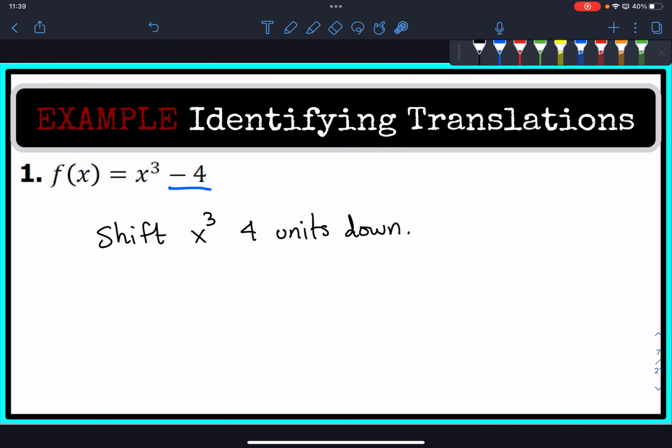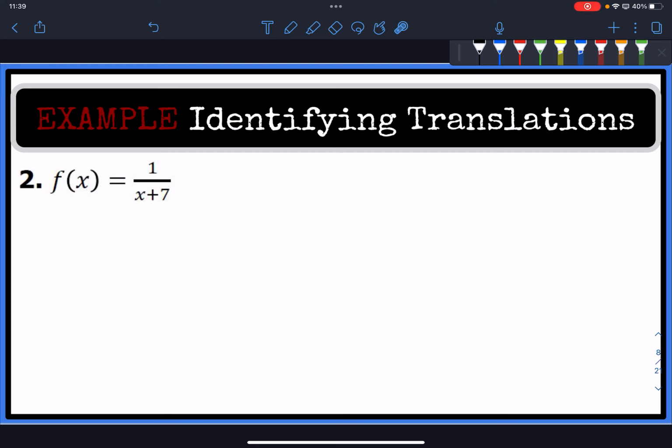Like in this example right here, because it's on the outside and we're subtracting 4, this is going to be a vertical shift, and the -4 is going to be down. Now in this example, because it's grouping the x with the +7 together, this is going to be a horizontal shift. So this is going to shift left or right. Specifically, because we're adding 7, it shifts it to the left.